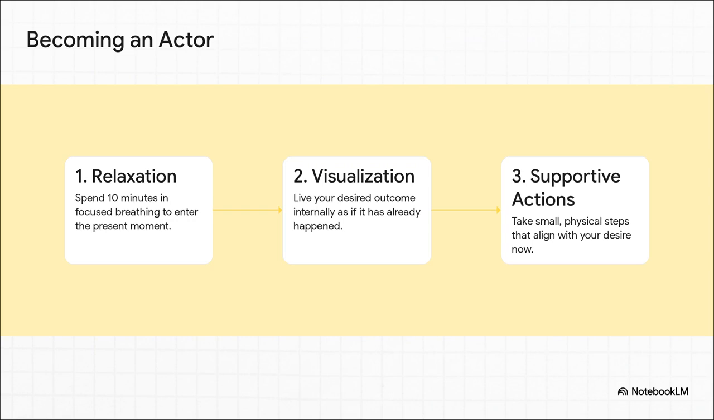So this becomes your daily training montage. It's a really simple 3-step practice. First, you just relax. Spend about 10 minutes with some focused breathing to get yourself into the present moment, because that's the only place you actually have any power. Second, you visualize. You basically become an actor, and you live out your desired outcome in your mind, feeling every bit of it as if it's already happened. And third, you take small, supportive actions in the real world. Little things like collecting travel brochures for that trip that just reinforce and align with this new reality.